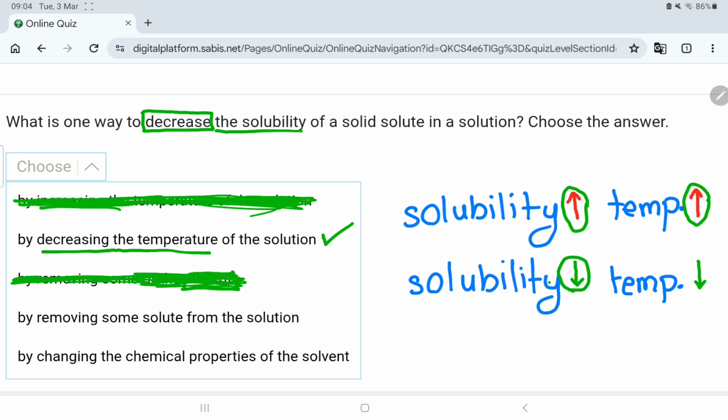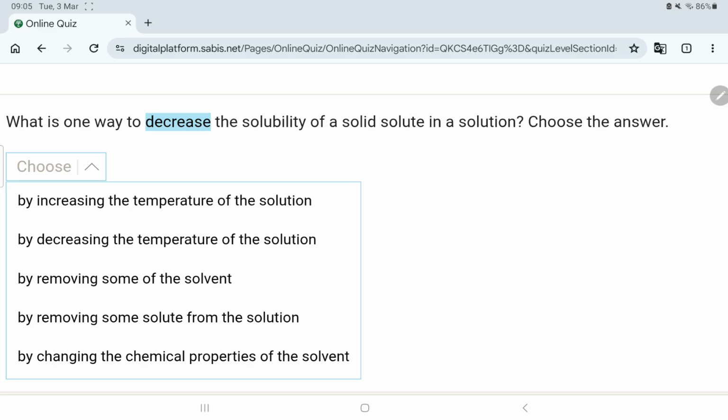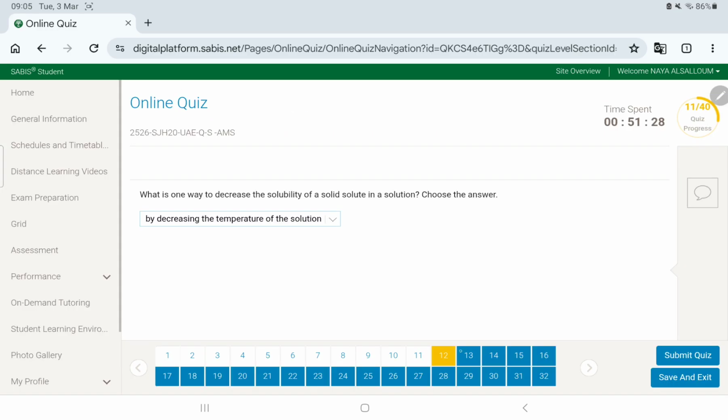So no, wrong. By removing some solute from the solution, how are you going to remove the solute? No, don't let these weird options confuse you. No, just no. We're changing the chemical properties, right? It doesn't make sense. So once again, to decrease the solubility, you decrease the temperature. To increase the solubility, you increase the temperature. Let's move on.